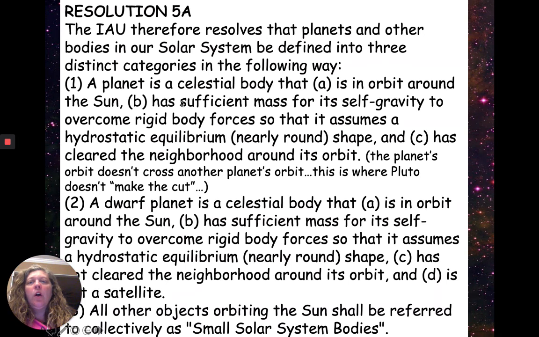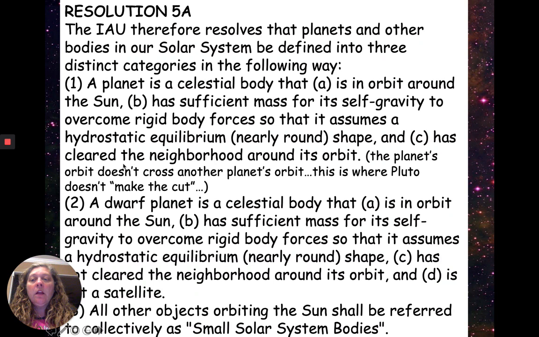because Pluto did not meet the new definition of a planet that they created. Pluto is in orbit around the sun. That's requirement number 1. It does have sufficient mass for its self-gravity to overcome rigid body forces so that it assumes a hydrostatic equilibrium or nearly round shape. So is Pluto spherical? Yes, that's that big sentence there.